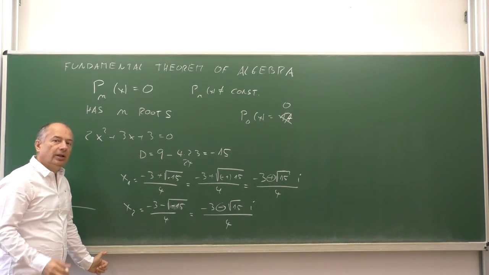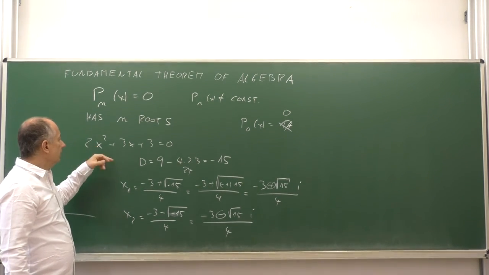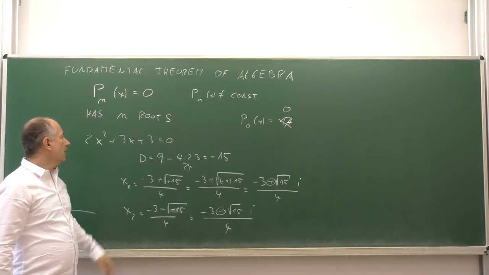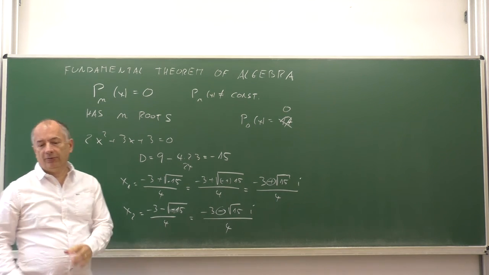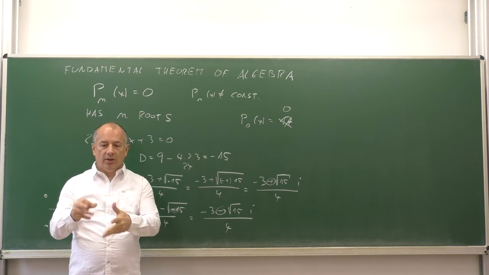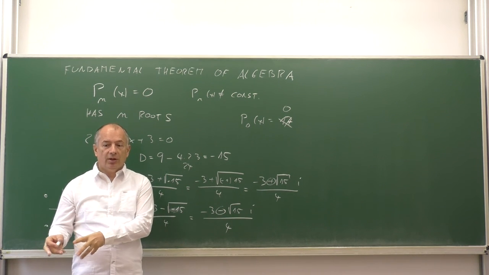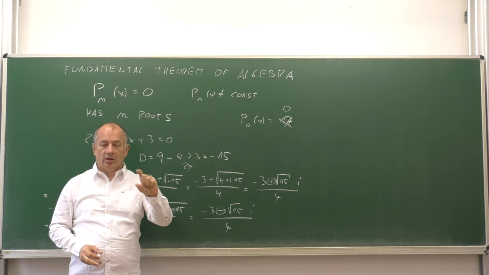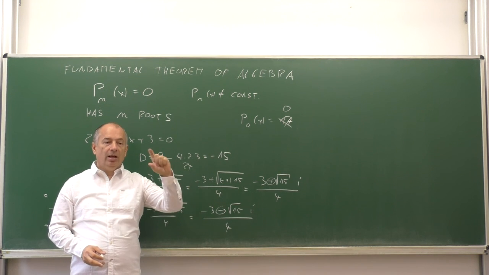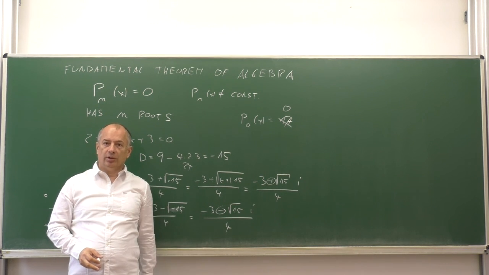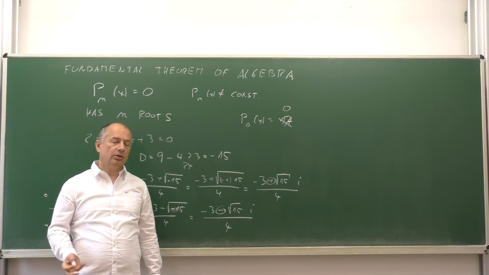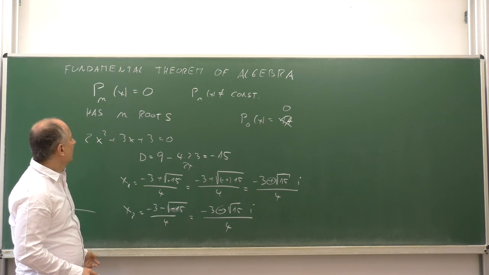And fortunately, this is true even for higher order polynomials. Higher order polynomials may have a bunch of roots, some of them being real, some of them being complex, but the complex roots always come in pairs of 2 complex conjugate numbers. And this is a convenient result.